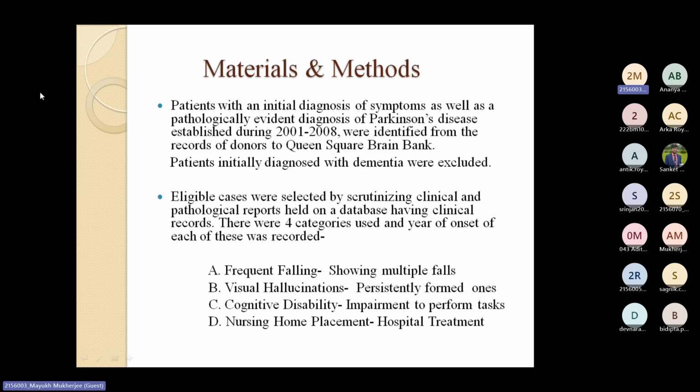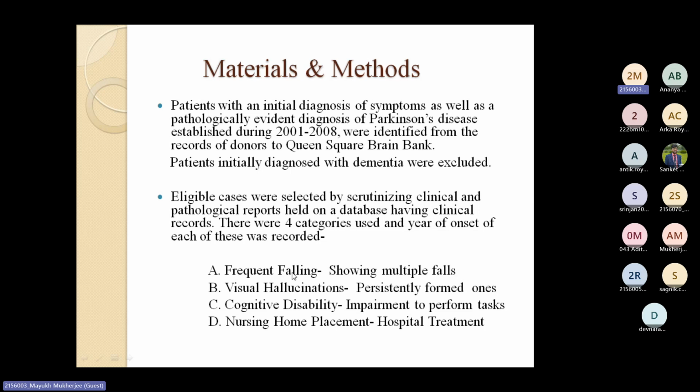Now we proceed to the experiment itself. For the experiment, patients from 2001 to 2008 with an initial diagnosis of symptoms as well as pathologically evident diagnosis of Parkinson's disease were identified from records of donors to the Queen Square Brain Bank. Eligible cases were selected by scrutinizing clinical and pathological reports held on a database of clinical records. The ones showing evident Parkinson's were finally selected for the consensus. These patients were categorized into 4 categories.